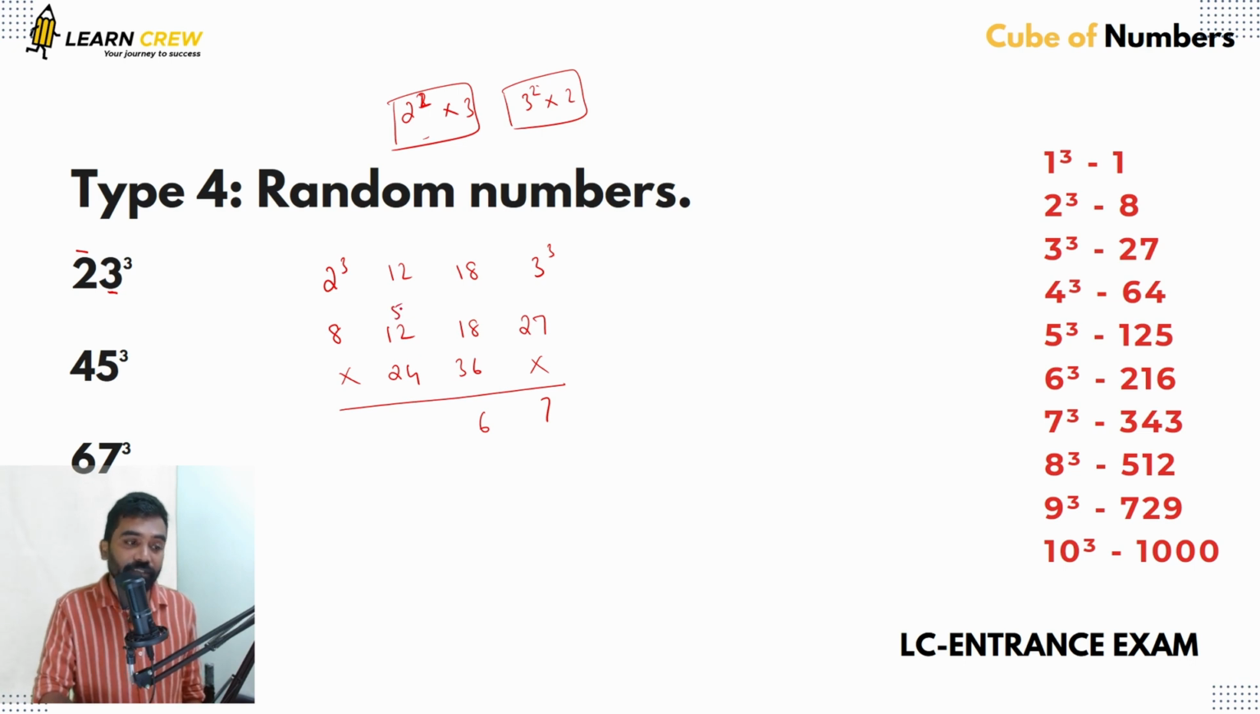30, 36, 41. 1, 4 carry. This becomes 12, 167. 1, 2, 167 is the answer for this one. Okay, it's going to be the answer for 23 cube.